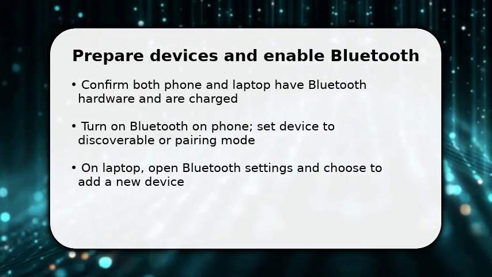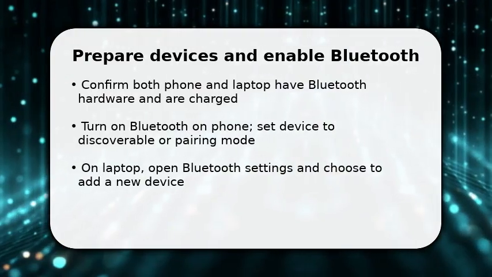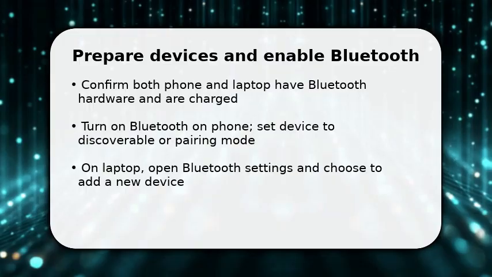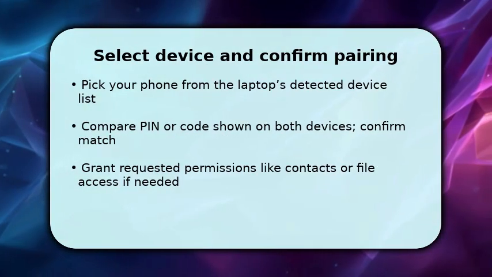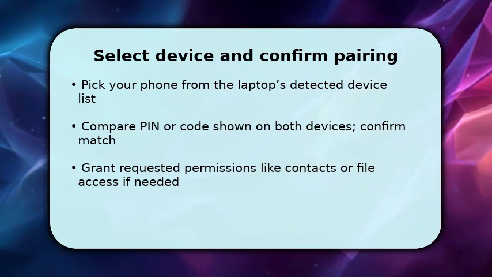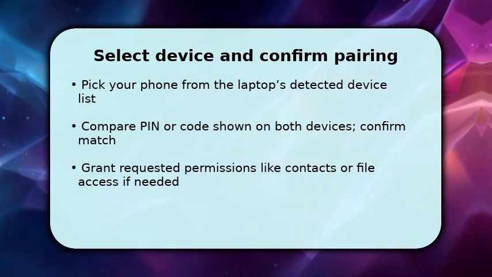Once you start the search on the laptop, you're initiating the handshake that allows secure identification. Make sure Bluetooth radios are within a few meters to avoid signal issues. Once the laptop lists nearby devices, tap your phone's name to begin pairing. This is the central step where both devices exchange credentials.